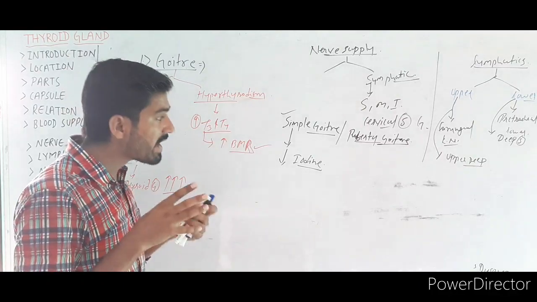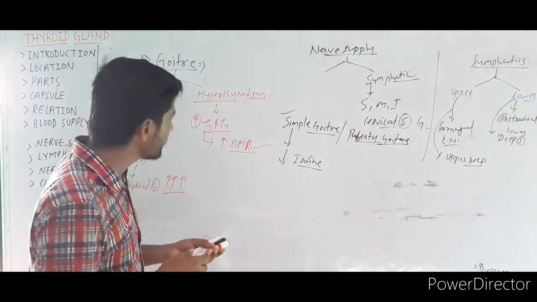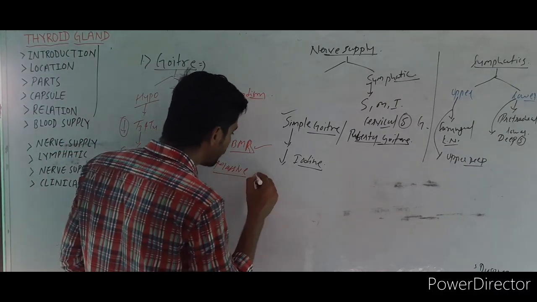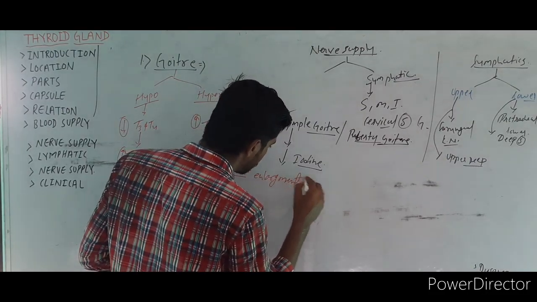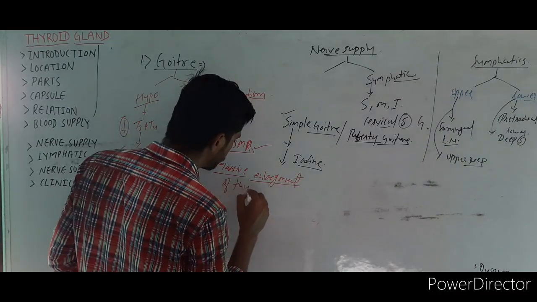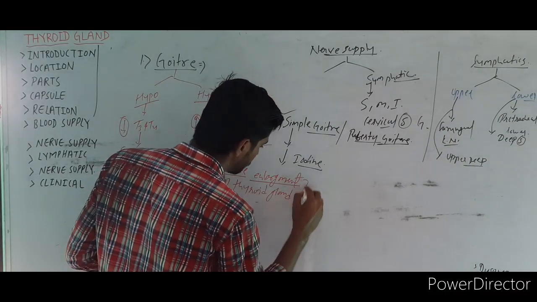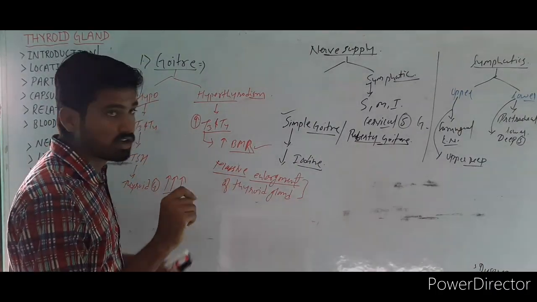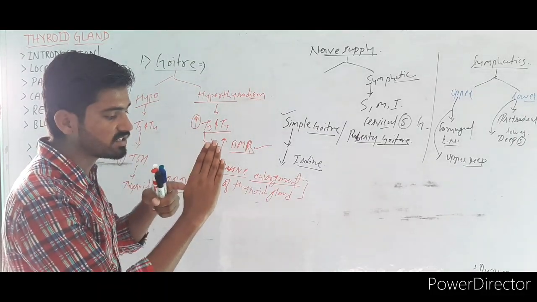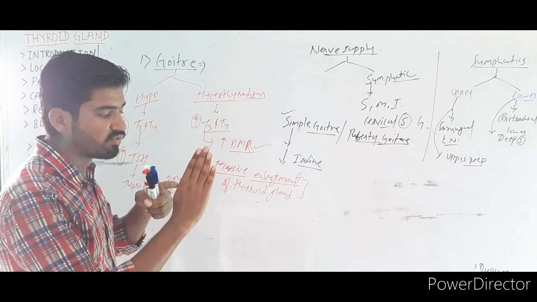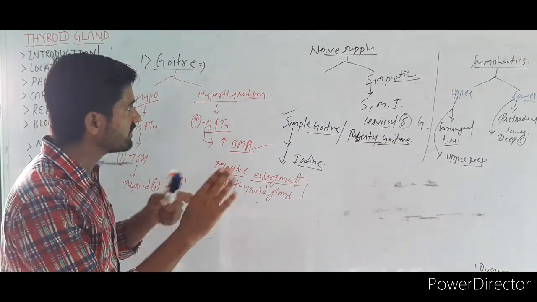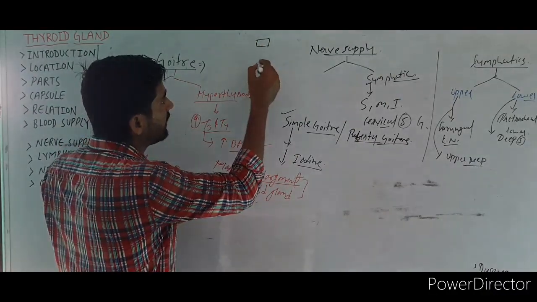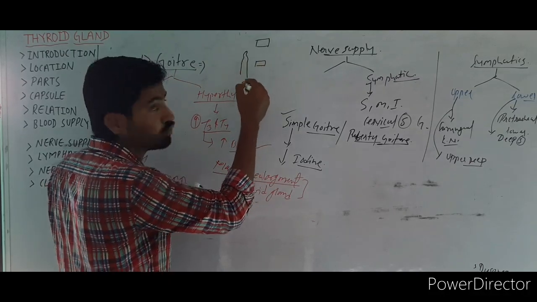Now, one thing is the massive enlargement of the thyroid gland. What will happen in this condition? I told you in the basics, in the relations, that the capsule at the posterior border is very thin. And second, I hope you can remember this diagram. This is the thyroid, and here is the cricoid, and this is the lobe.